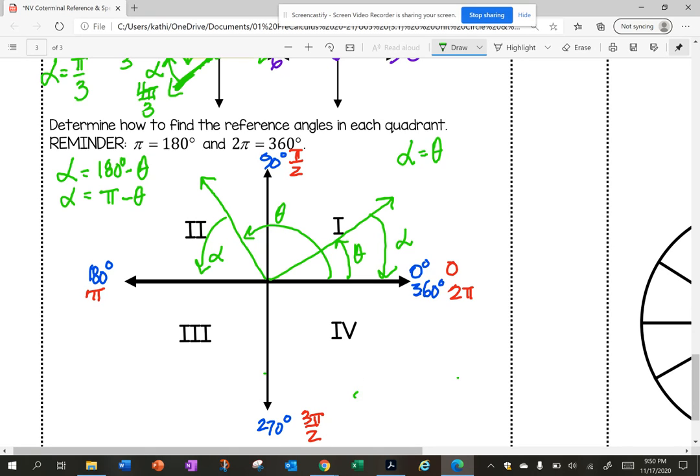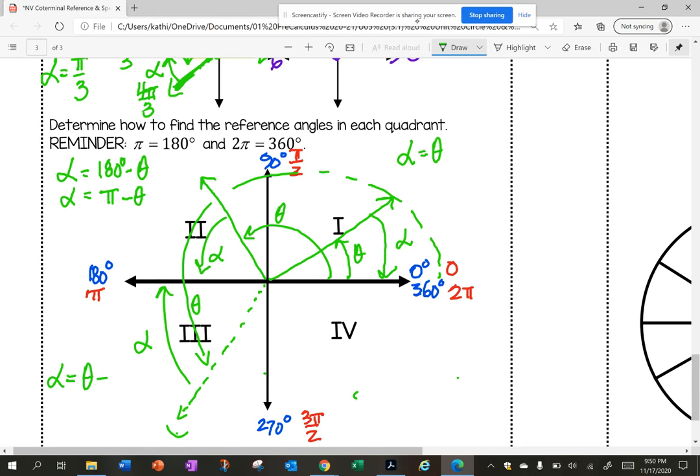If I end somewhere in the third quadrant, my alpha is going to be here. This is my theta. So my alpha is going to be, since theta is larger, theta minus 180 degrees, or theta minus pi.